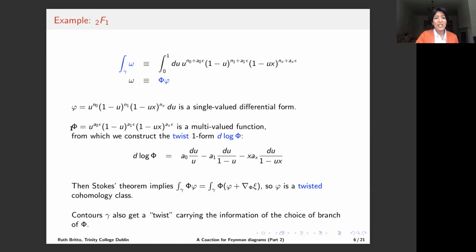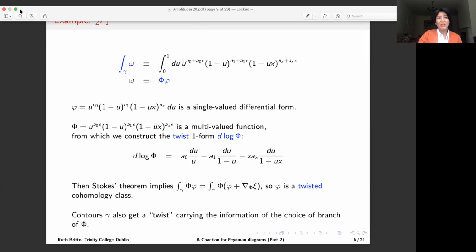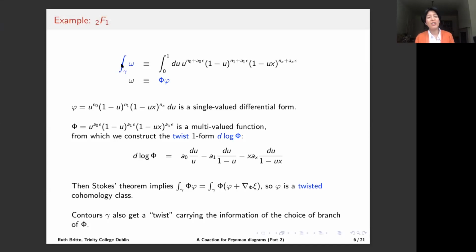The next part is the capital Phi, and this is what's left over, which is the multi-valued function. Right, so just this, and Claude highlighted this in his talk as well. And from this part, we construct what's called the twist, the one-form d log Phi, which is this. So it is a one-form. It's got some visible poles here. And this twist gives rise to the terms twisted homology and twisted cohomology, which define the spaces we're working in to understand how to operate with this family of integrals.